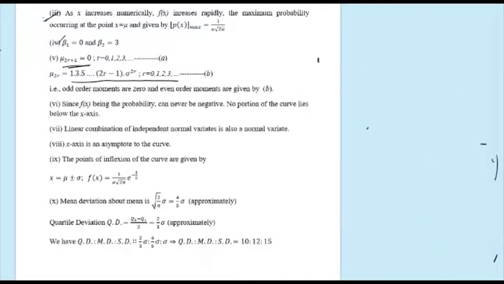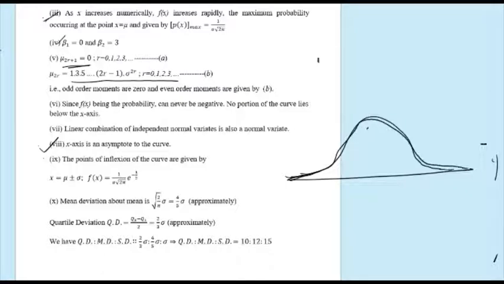The x-axis is the asymptote to the curve. That means if we draw the normal curve, it will go approximately to the x-axis. It will go very near to the x-axis, but it will never touch. So this is called the asymptotic property of this curve. For the normal distribution, the curve is asymptotic to the x-axis. The difference between the curve and the x-axis may be infinitesimally small, but it will never touch the x-axis.